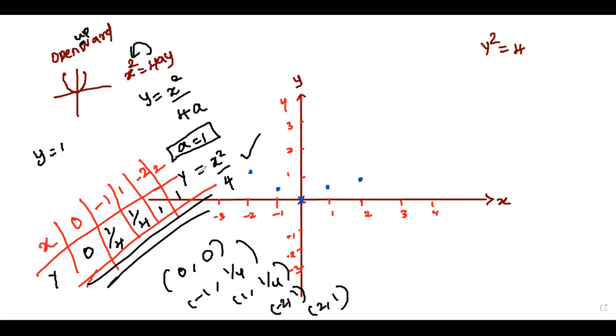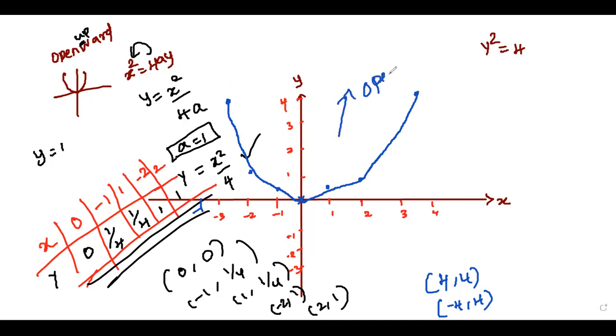So if I substitute 4 in the x, I will have 16 by 4, which is 4. Even if I substitute negative 4, negative 16 will turn into positive 16. Still, I'll have positive 4. If I substitute 4, I'll have 4. If I substitute negative 4, I'll still have positive 4. So if I connect all these coordinates, I'm able to achieve open upward, isn't it? Yeah. So this equation is called open upward.